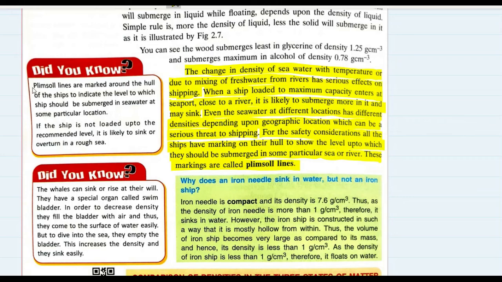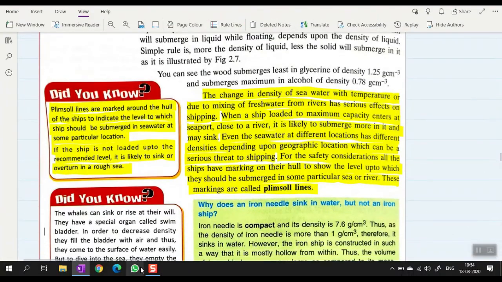So plimsoll lines are marked around the hull of ships to indicate the level to which ships should be submerged in seawater at some particular location. If the ship is not loaded up to the recommended level, it is likely to sink or overturn in a rough sea. So I will show you what a plimsoll line is. Let me Google search and find some pictures of plimsoll lines.